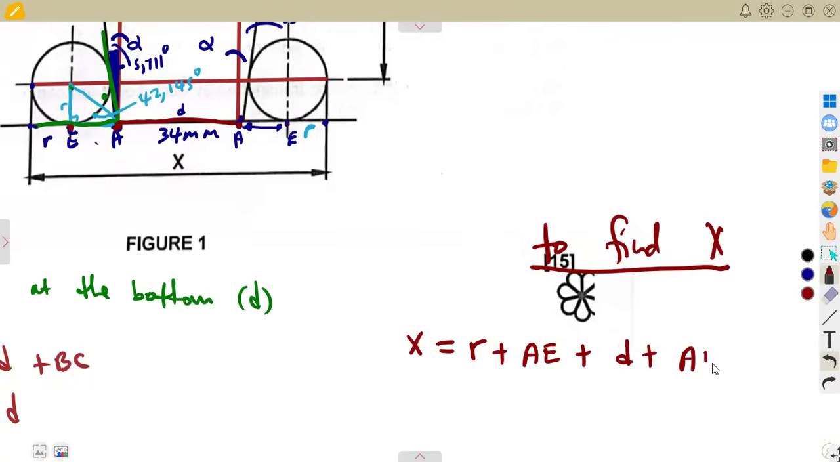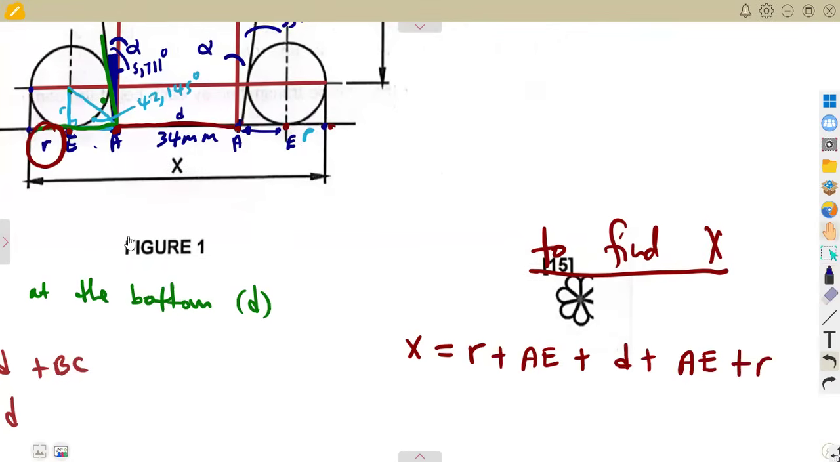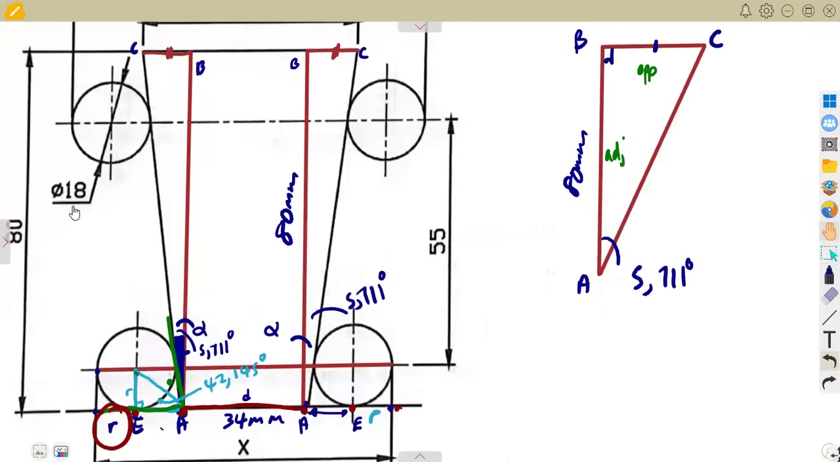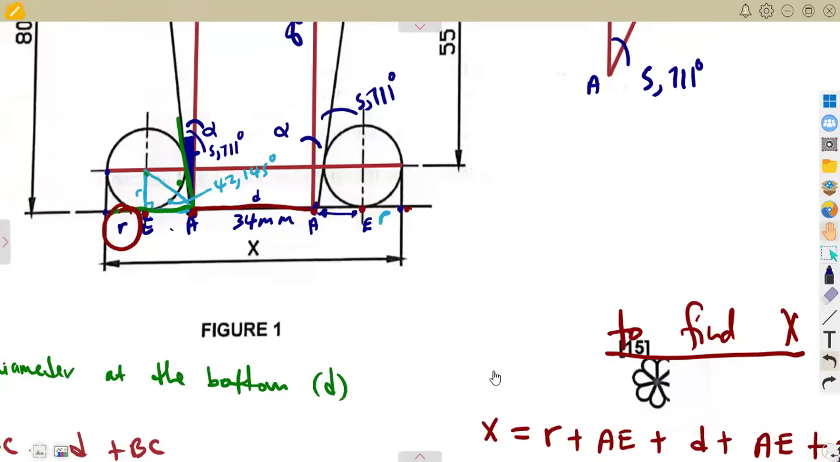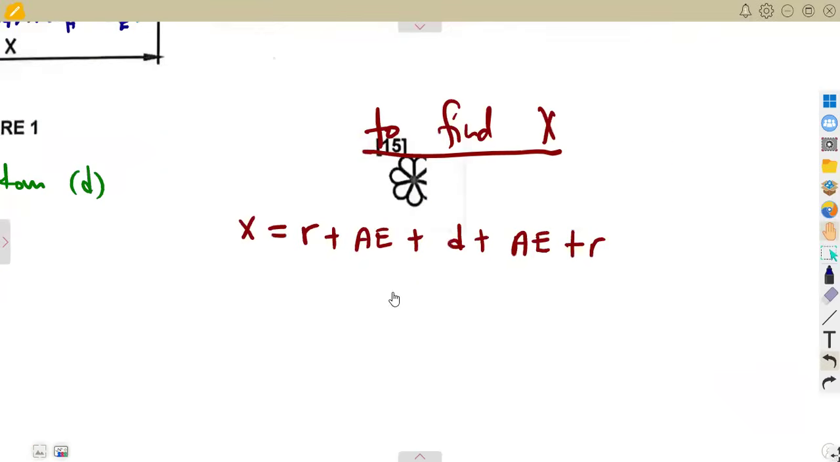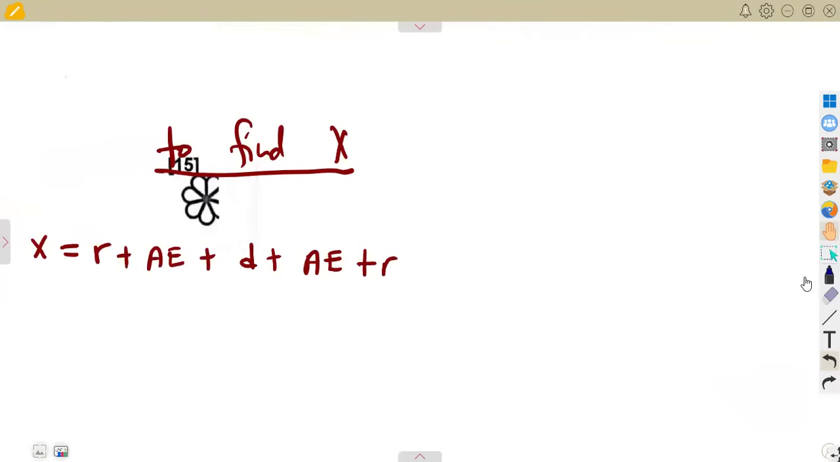This one is the same thing, so I'm just going to use the same AE. Then from this point E up to the end, which is the radius, the same thing as this one, our radius. So we have got the radius there, which means we can calculate X. Remember, we are given the diameter in this case. The diameter is 18 millimeters. So if the diameter is 18 millimeters, the radius is half of the diameter.